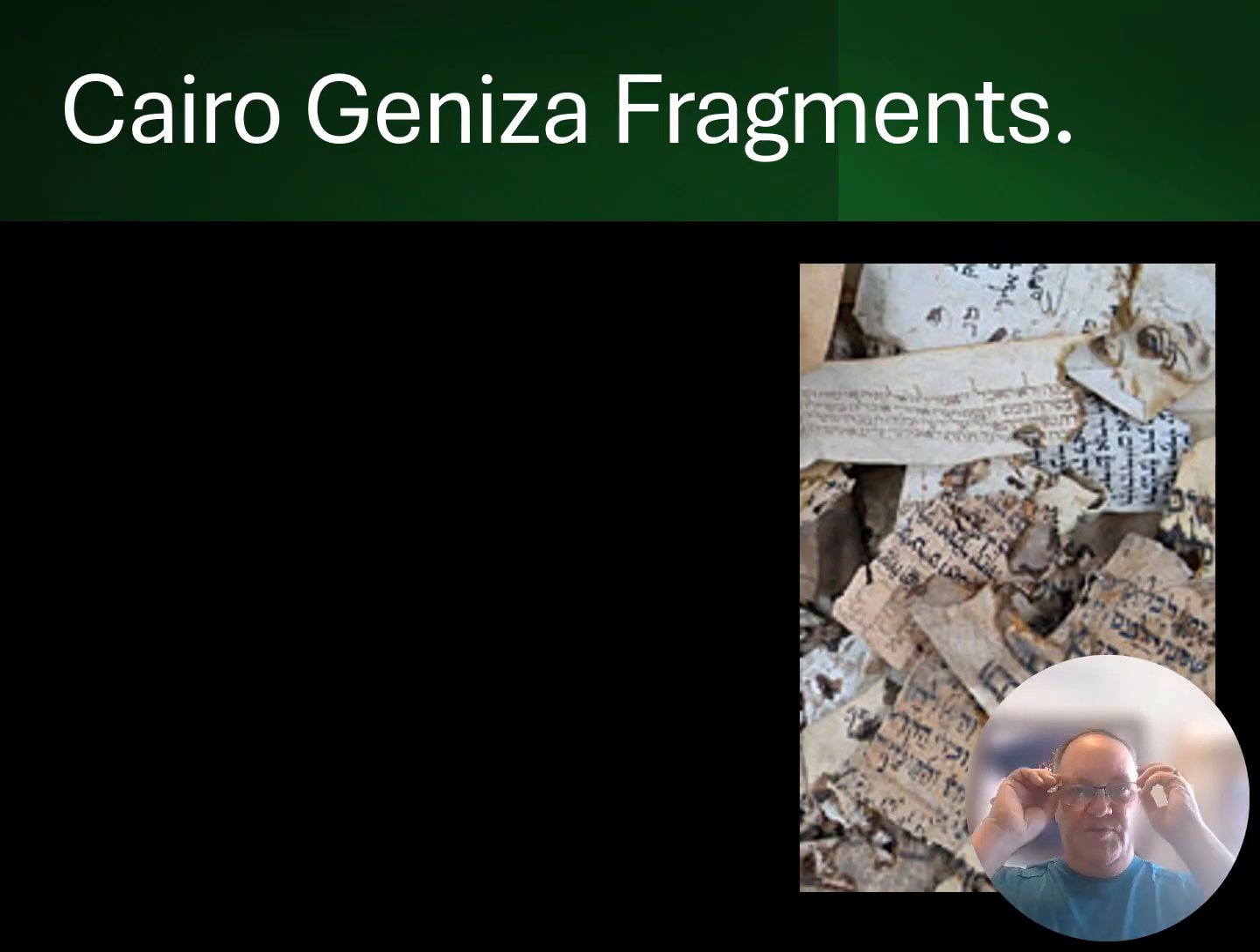Now, almost around the same period of time, as far as their writing, we find fragmentary copies which come to be known as the Cairo Geniza fragments. And so where were these found? Well, you can kind of tell in the title there. They were found in Cairo, Egypt.